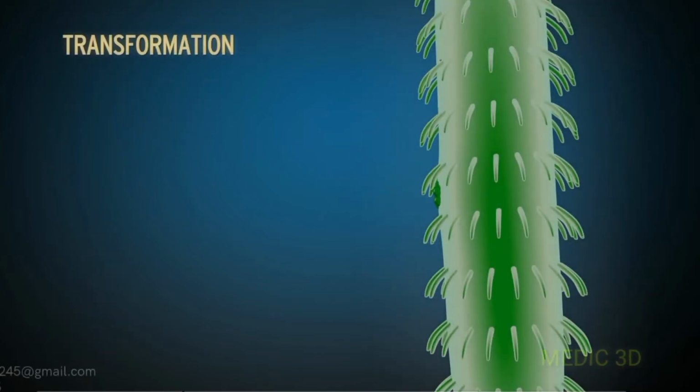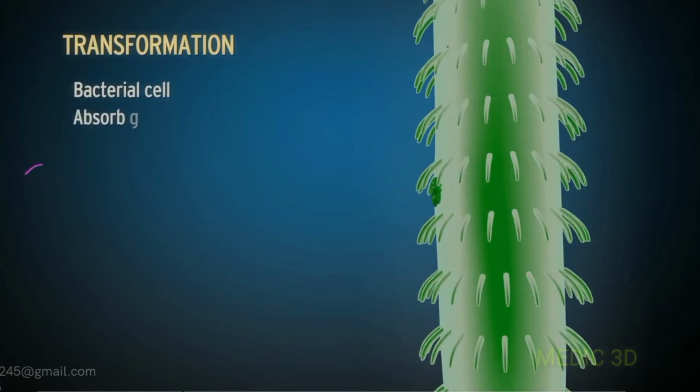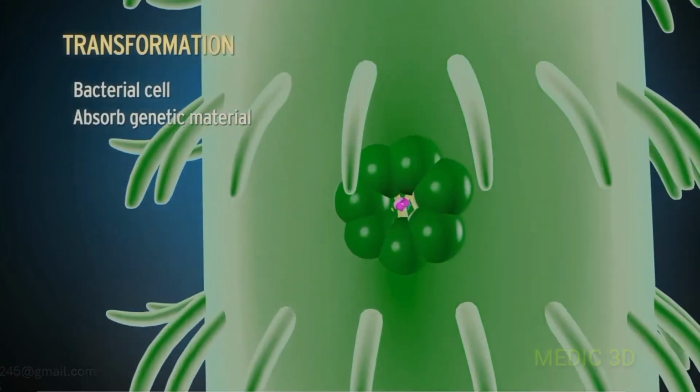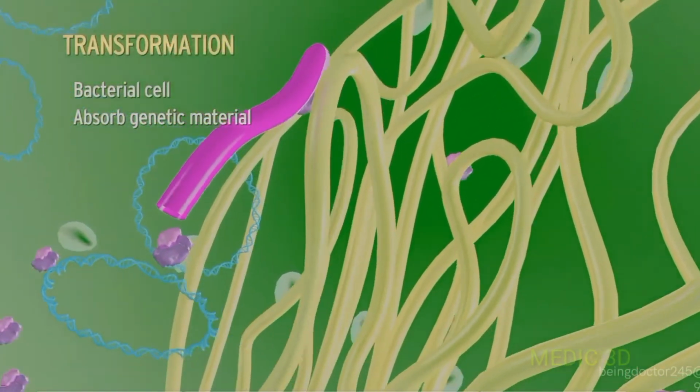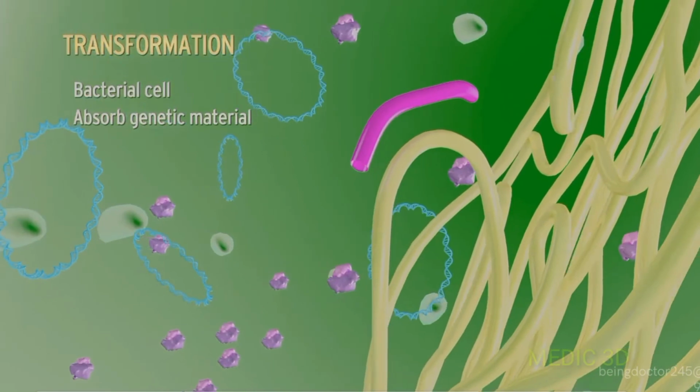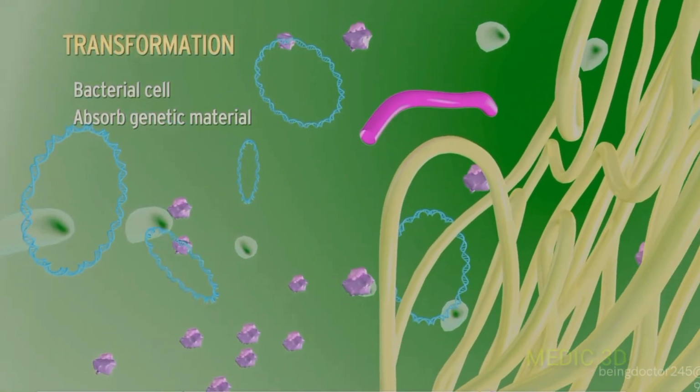Transformation. A bacterial cell is made to absorb the genetic material through the cell membrane and expresses the newly received DNA.